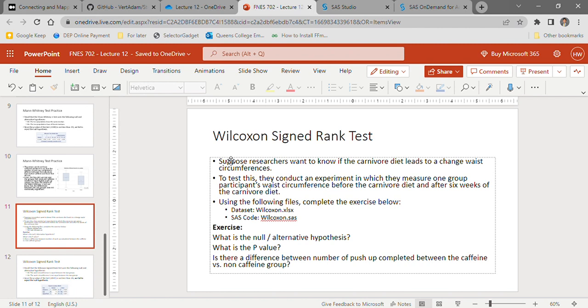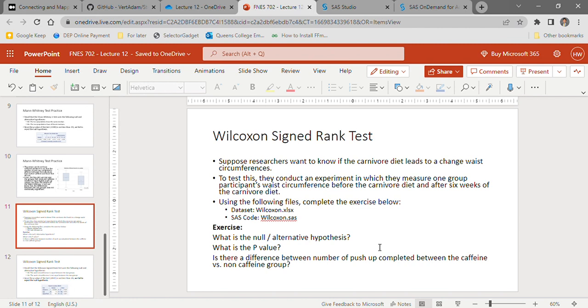That sounds awful, I have to say. And then they measured their waist circumference again, and they wanted to see if there's a change, right? Eating the same amount of calories, 2,000 calories, but now it's 2,000 calories of meat, okay? So let's go ahead and test this out. The data set and the SAS code that we're going to be working with are called Wilcoxon.xlsx and Wilcoxon.sas, right? Same thing as before.